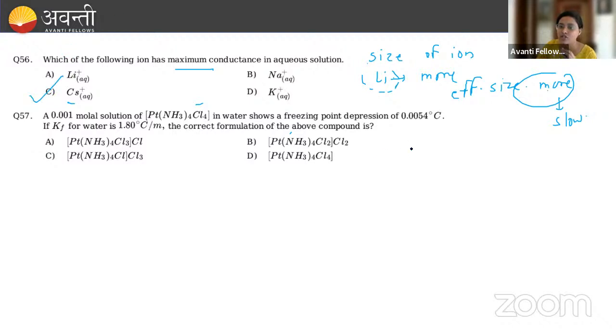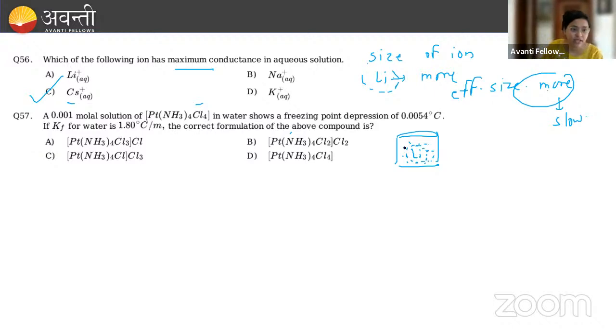Okay, lithium plus is small, put it in the solution and what will happen? Many other ions are already present in the solution. So what will happen? Lithium, smaller in size, will have more resistance to move as compared to cesium, because cesium is bigger in size, so it can move in the solution with the maximum conductance. Okay, any doubt? Yes, next one.